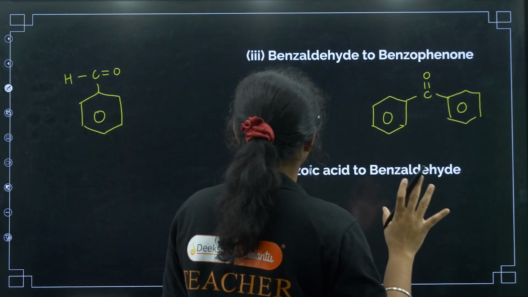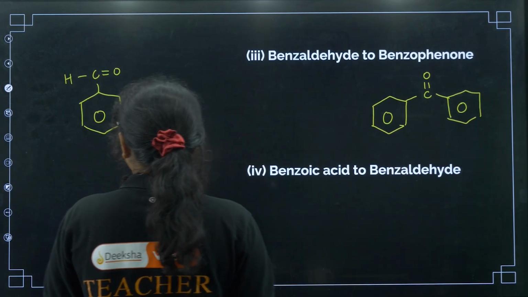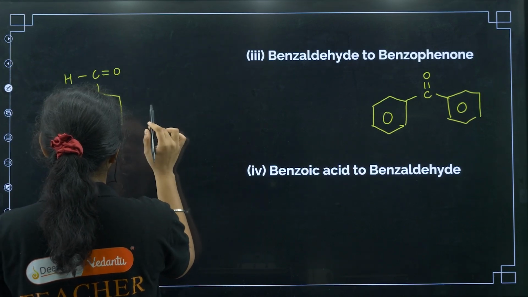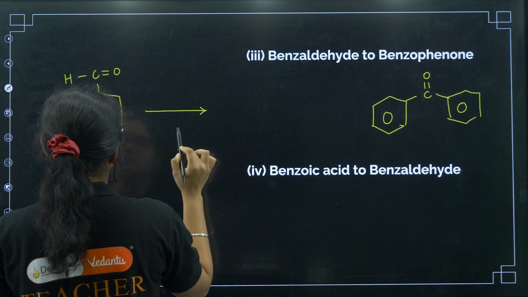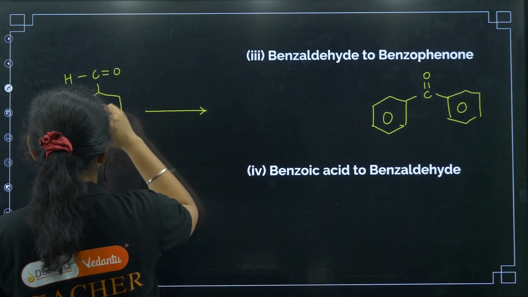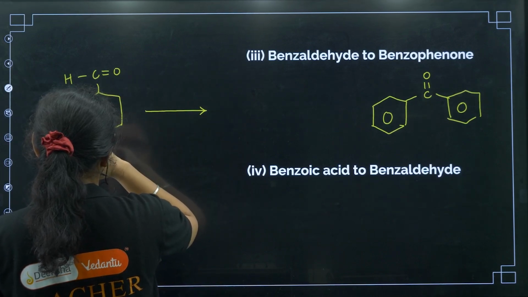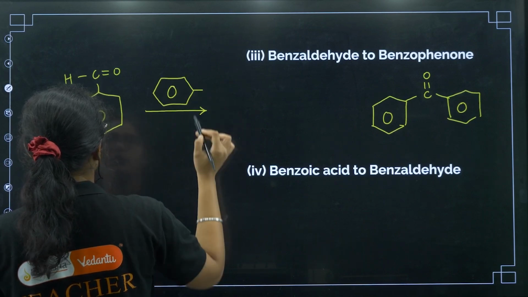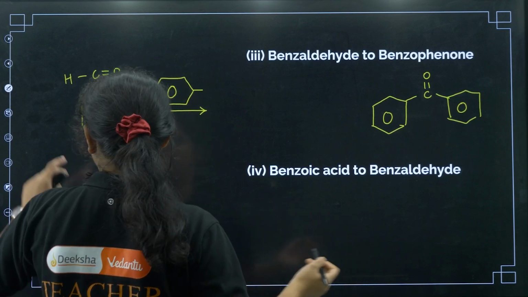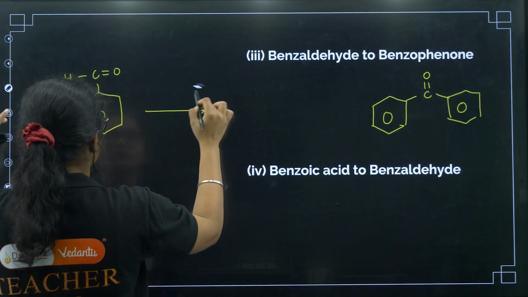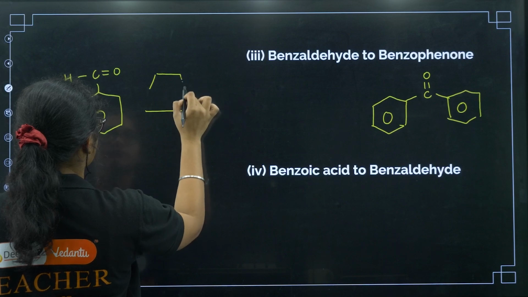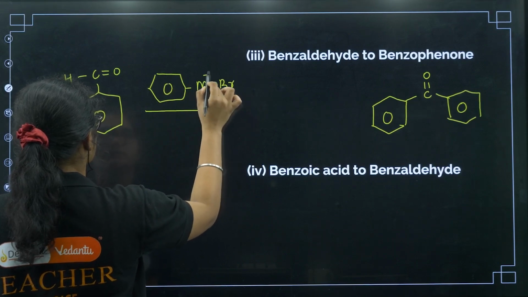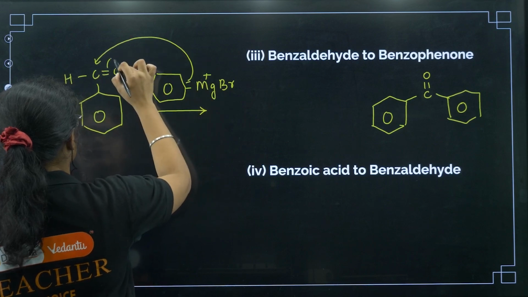Okay, benzaldehyde to benzophenone, right? Okay, so how can we do this? What I can do is react one phenol to this group, or we can use a Grignard reagent. Let me use a Grignard reagent like phenyl MgBr. This is minus, so this one will attack here and this one will come here.